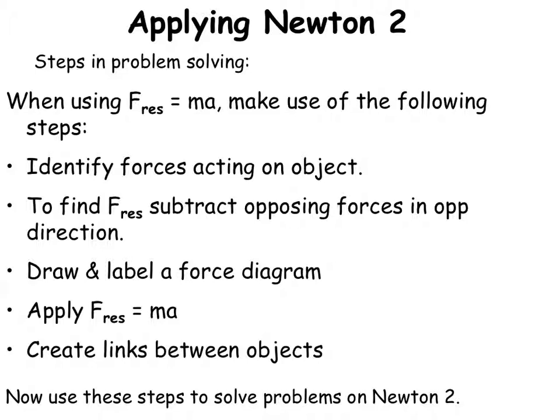Whenever you've got a Newton 2 problem, the first thing you always need to consider is what forces are acting on the object. You'll need to find the resultant force and see if there are any opposing forces like friction or anything like that. Draw and label a force diagram, or a free body diagram. Then we're going to apply F equals ma and create links. Now, let me show you what I mean by that.